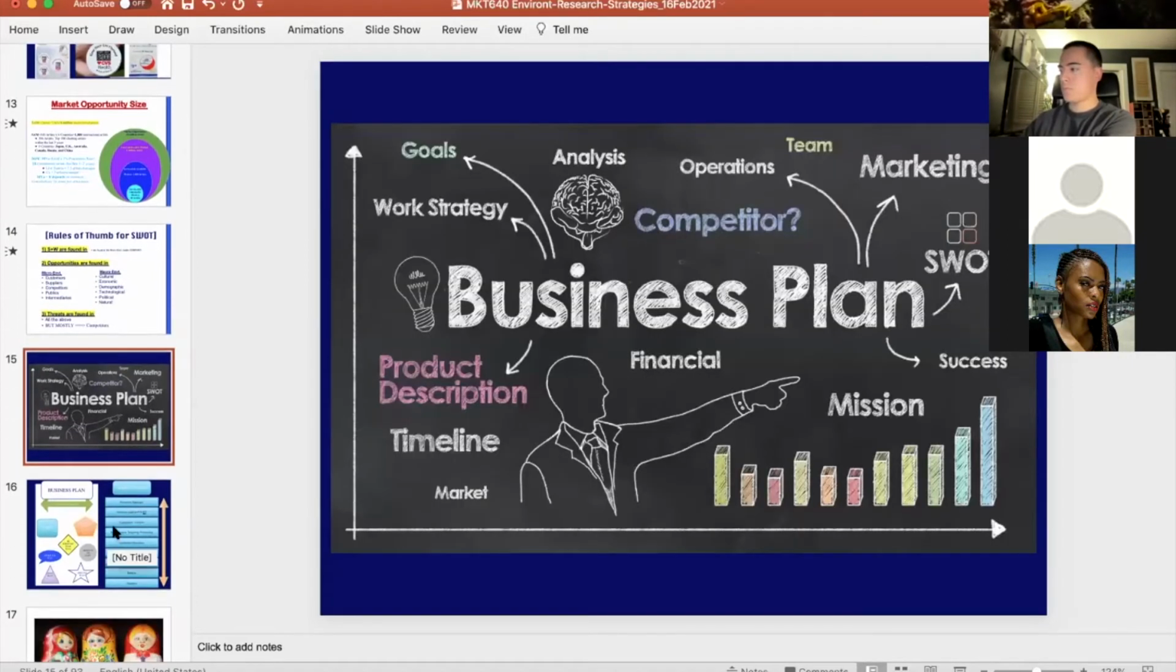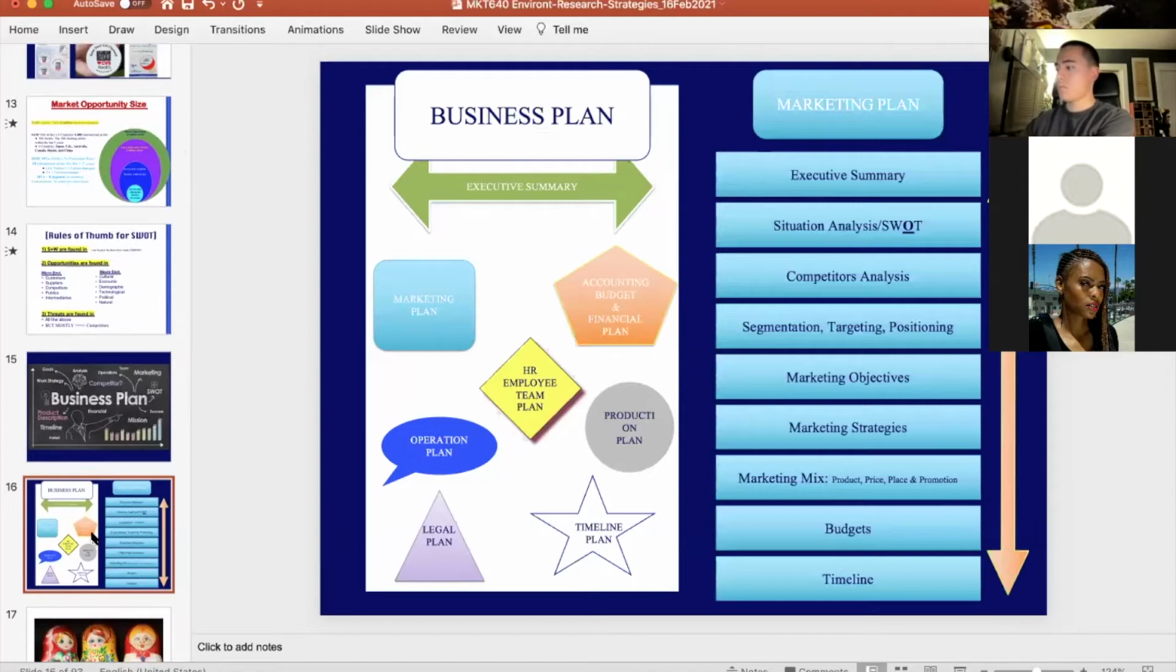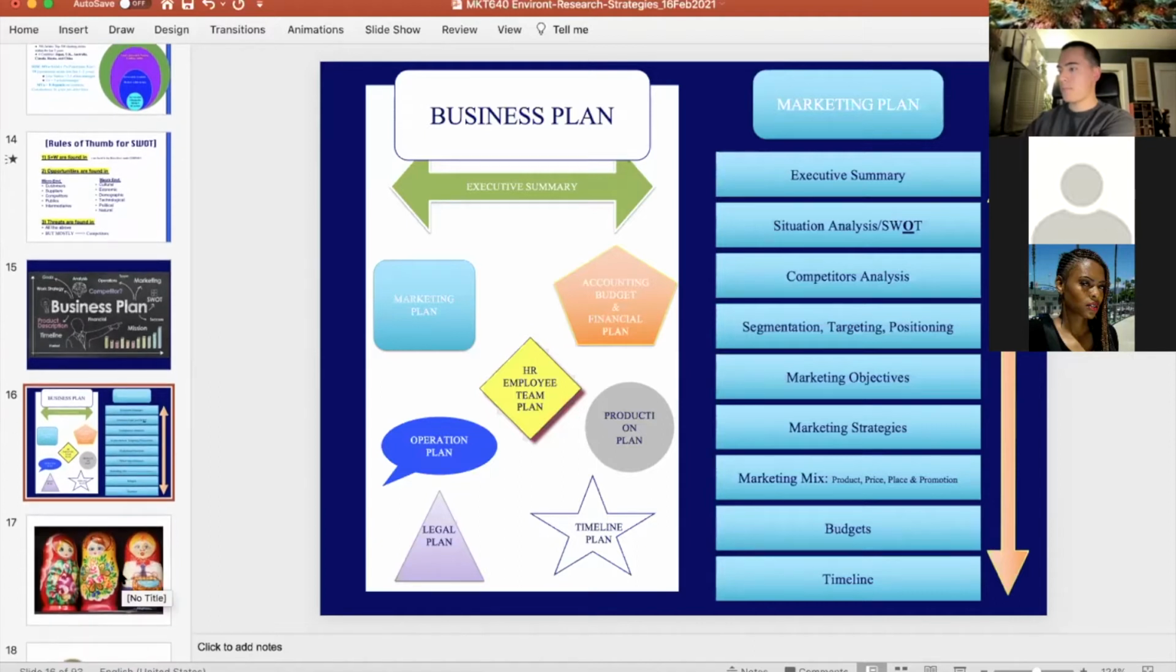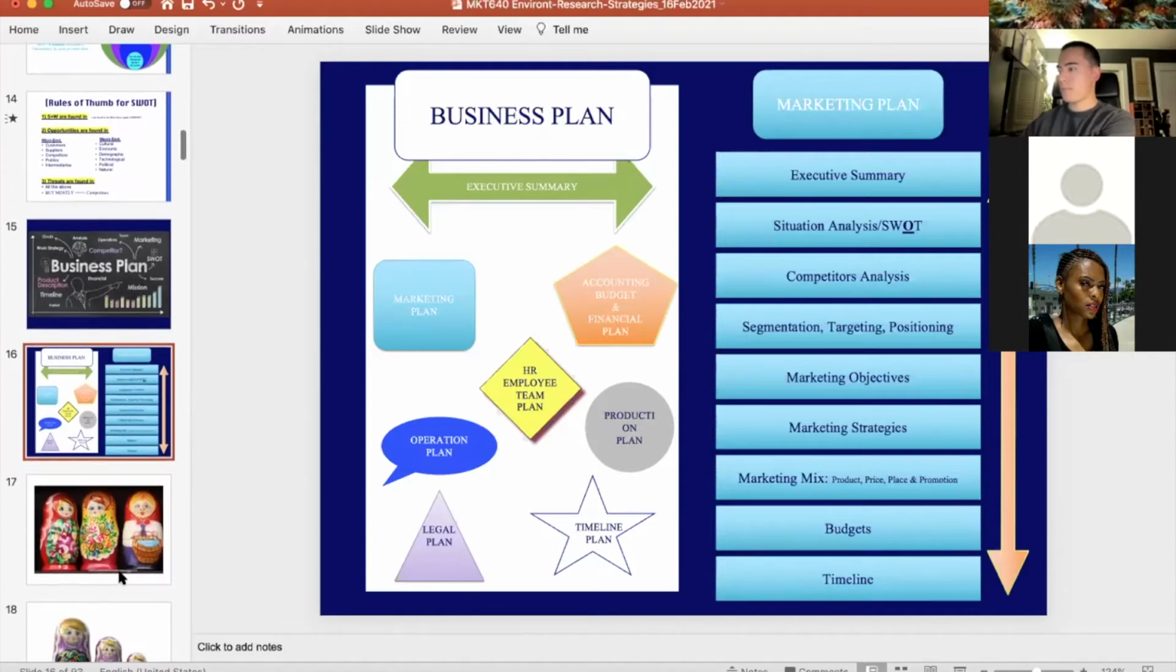I talked about this, and this is essentially where I stopped last Saturday, but your business plan is made of multiple plans, and all of these plans are what make the business plan. The business plan itself doesn't exist. The business plan is a marketing plan plus an accounting plan plus the finance plans plus the HR plans plus a legal plan, and so on. So it's just a name for a combination of plans.